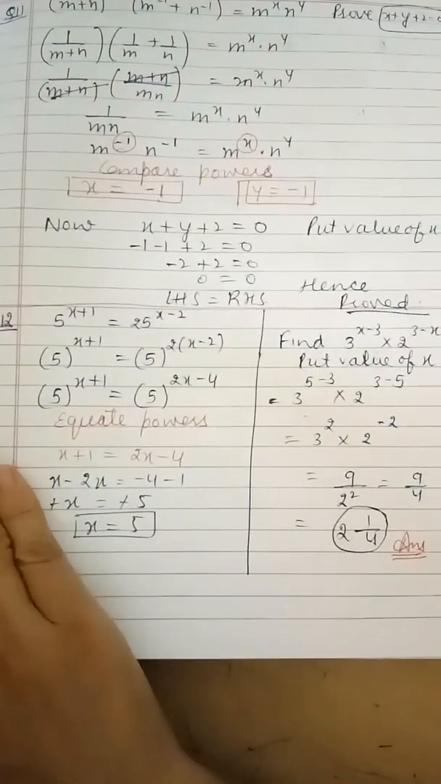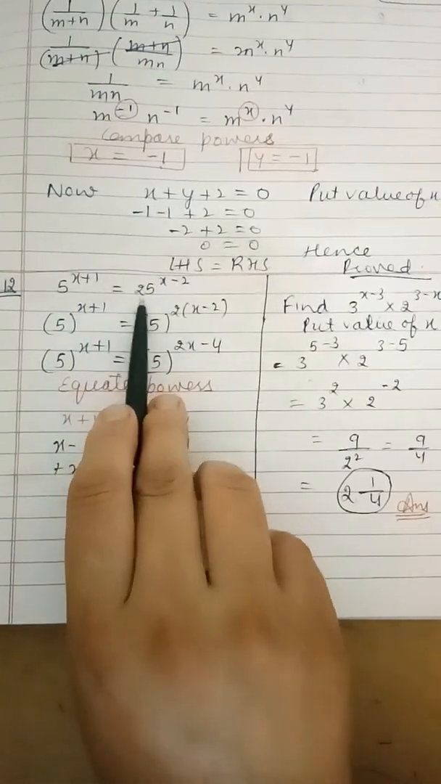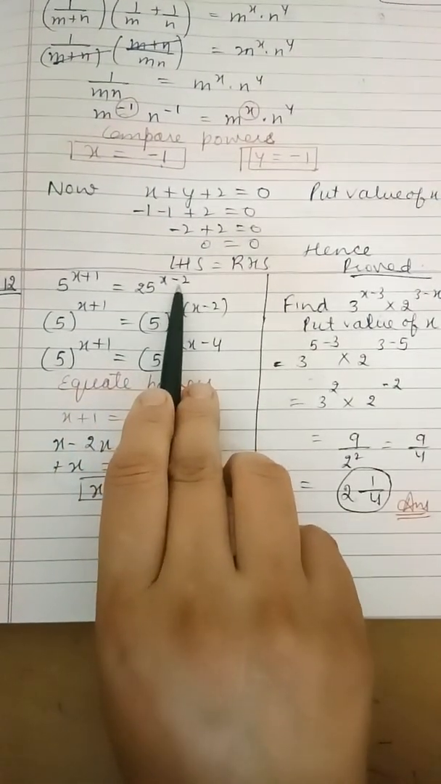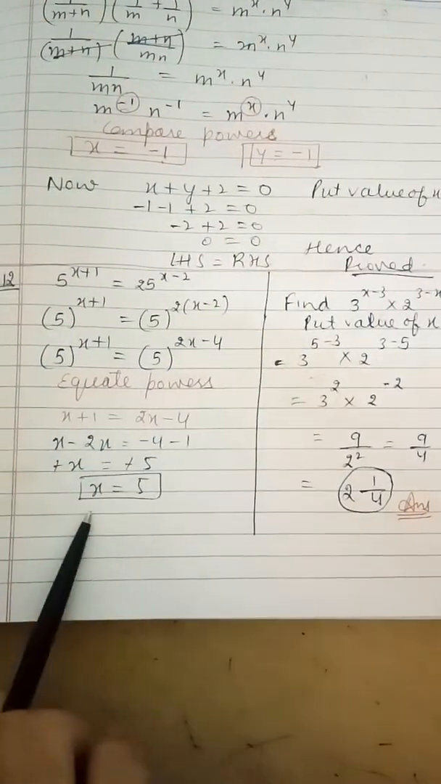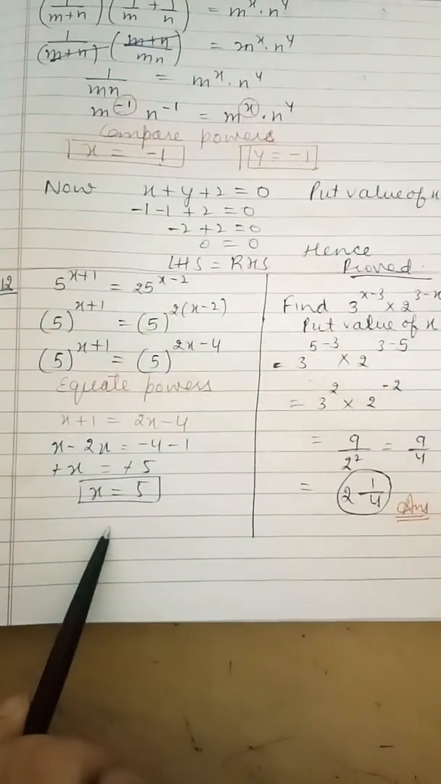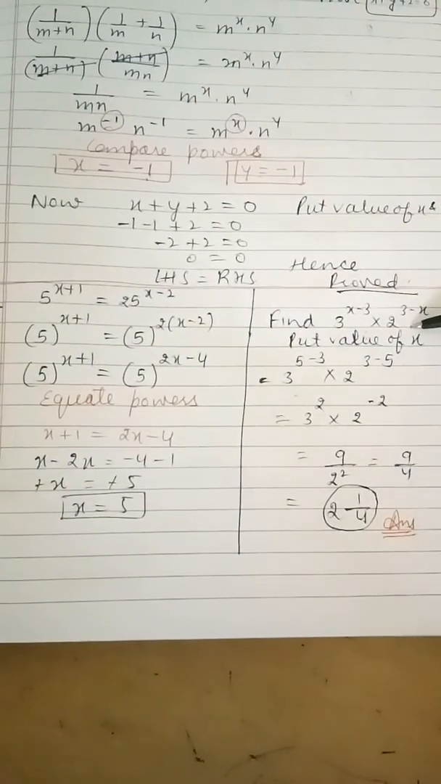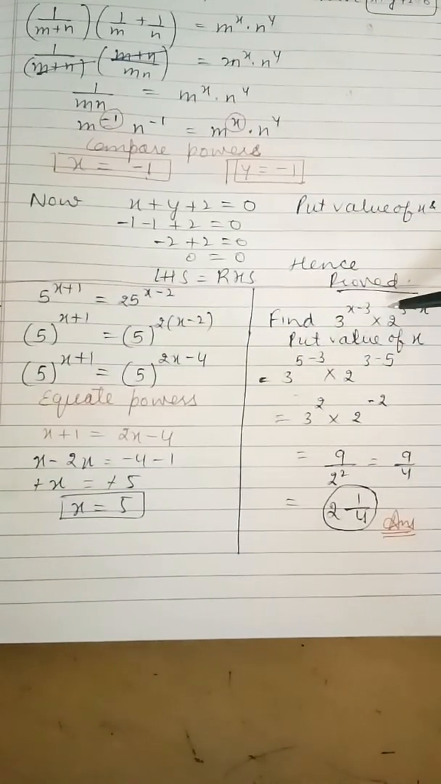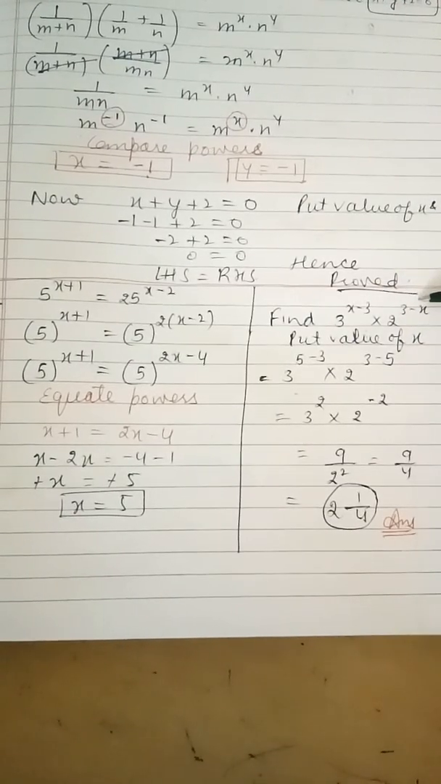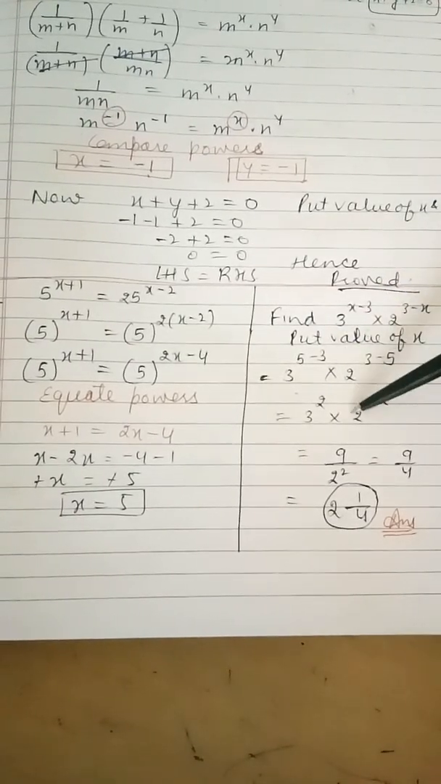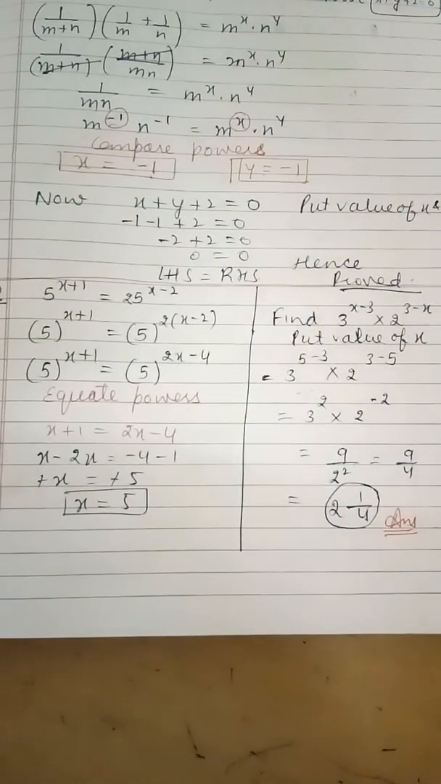So come to the 12th question also. In the 12th question, it is 5 raised to power x plus 1 equals 25 raised to power x minus 2. Convert into the minimum base, then equate the powers and find x. Now in the same question, they ask you to calculate this value: 3 raised to power x minus 3, 2 raised to power x, 3 minus x. So put the value of x here and here, and then you can solve it, and in the end you will get the answer 9 by 4.